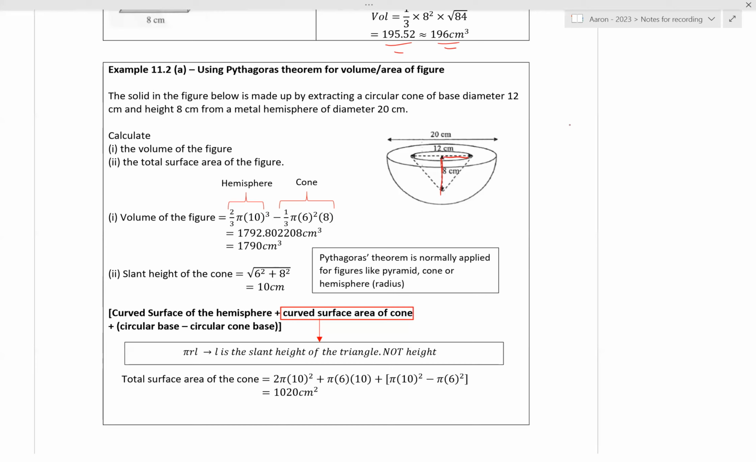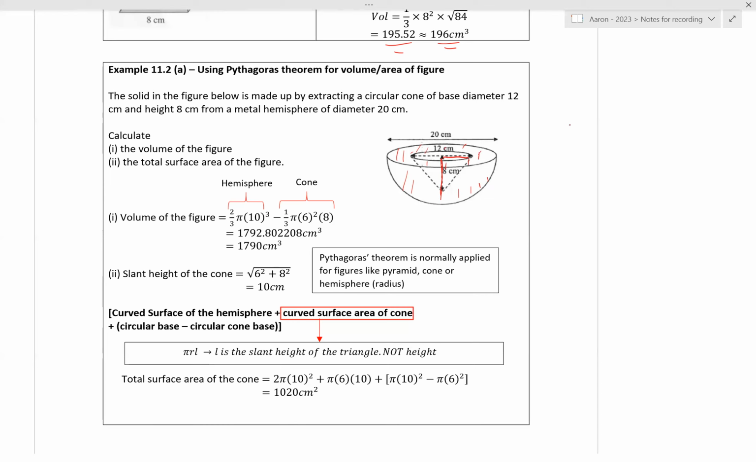Okay. However, if you're asked to find the total surface area of the figure, essentially you have to take into consideration, obviously, the curved surface area of the hemisphere, right? Together with the curved surface area of the cone, because inside the cone as well. As well as lastly, what you have is this portion here, the non-cut-out portion of the base of the hemisphere. These are the three portions that you need to take into account.